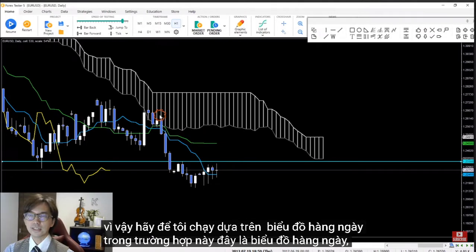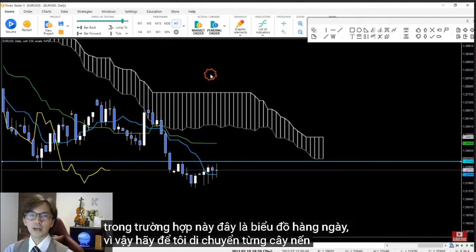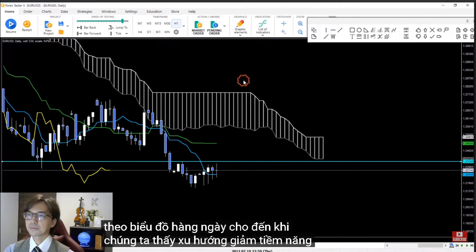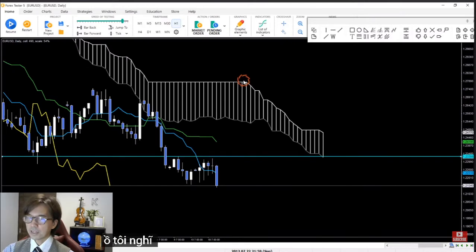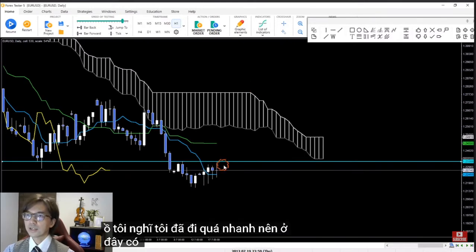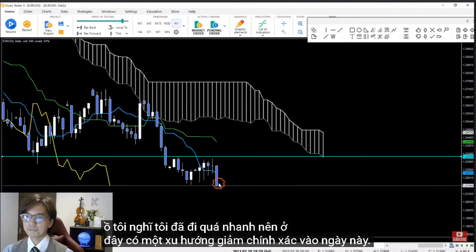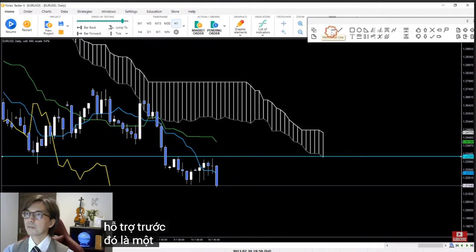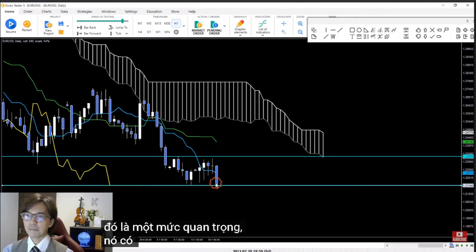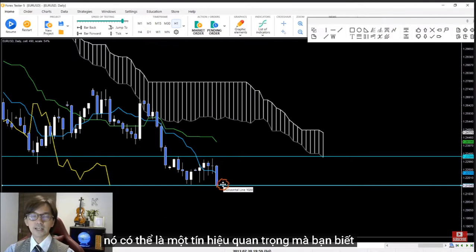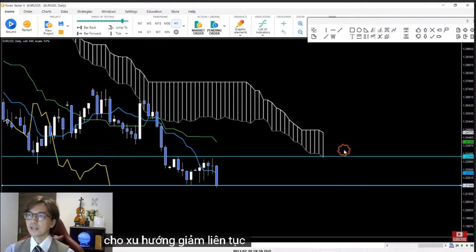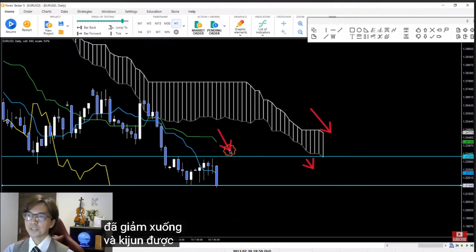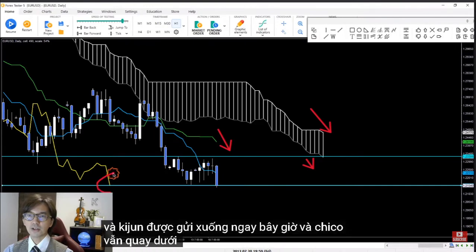In this case, here's the daily chart. Let me move the candles one by one on the daily chart until we see a potential downtrend. Oh, I think I went too fast. So here there is a downtrend. Exactly on this day, the market went down and broke the previous support, which is significant. It could be a significant signal for the continuous downtrend, and due to this, the Kumo Senko span B is down, A down, and Kijun Sen down now, and Chikou span still below the candles.